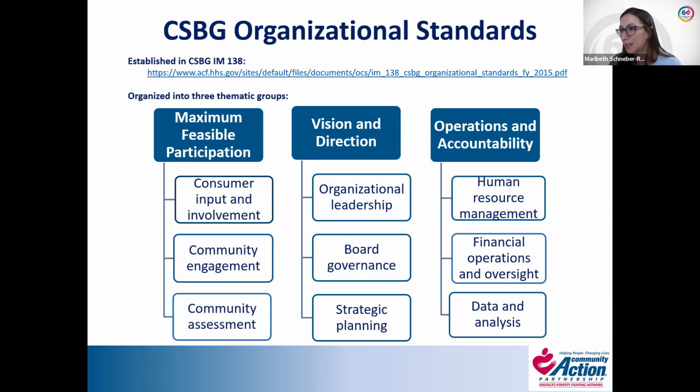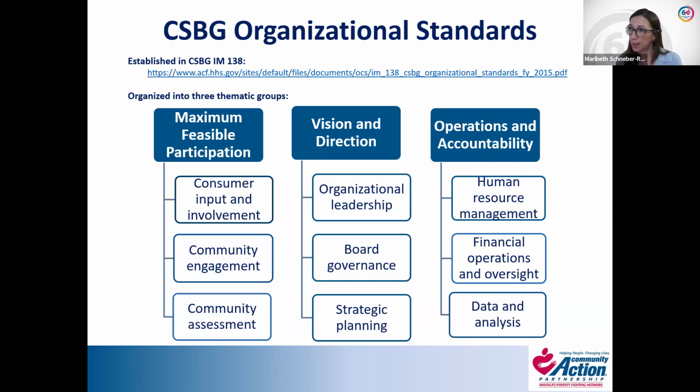The org standards, you can see we have those 9 categories. About consumer input and involvement, community engagement, and community assessment. In the vision and direction bucket, we have org leadership, board governance, and strategic planning. And then in the operations and accountability bucket, we have human resource management, financial operations and oversight, and data and analysis.